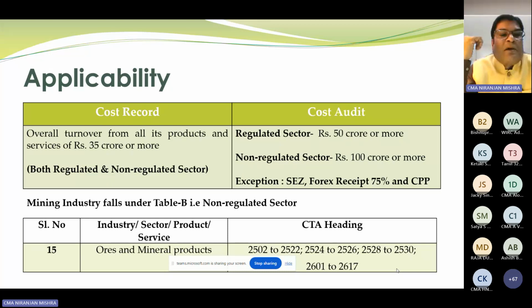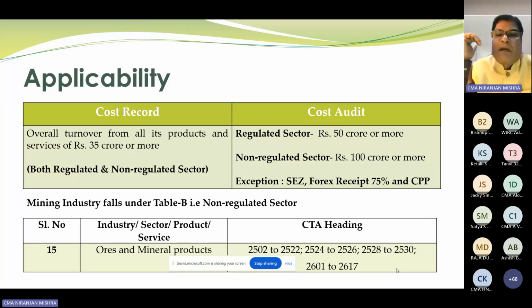Suppose one company is producing or manufacturing 2 products. One product is covered under the purview of cost audit, and another product is not covered. The covered product has a turnover of say 1 crore, even if it is 1 rupee, and 34 crores 99 lakhs is from the non-covered products, then maintenance of cost records is applicable. So if the company's overall turnover is more than 35 crores, comprising both covered and non-covered products, then even if the turnover from the covered product is very negligible, maintenance of cost records is applicable for the company. Then come to the cost audit.